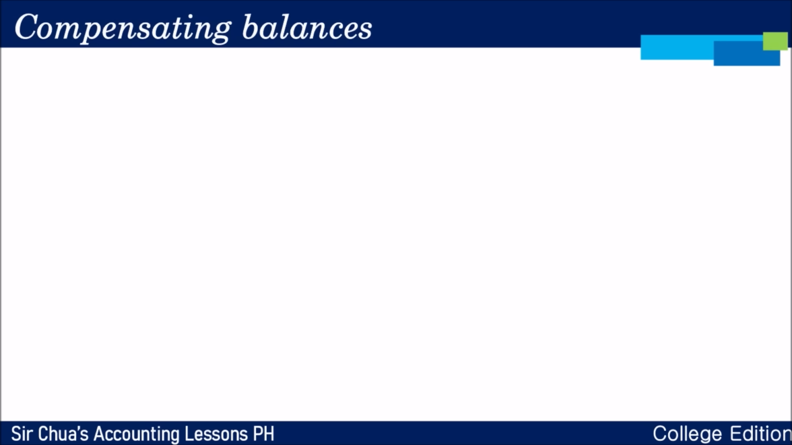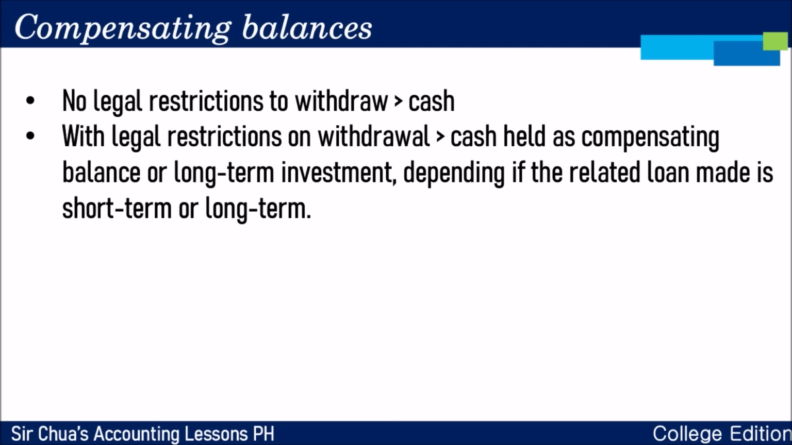Now, entities usually enter into borrowing arrangements, and those borrowing arrangements involve compensating balances. If the compensating balances have no legal restrictions as to withdrawal, then let it be. Go on. Report it as cash. But if there is a legal restriction sa withdrawal po noon, cash held as compensating balance or long-term investment ang kanyang reporting. Ngayon, when can we say that we could record it as cash held as compensating balance, and when can we record it as a long-term investment?